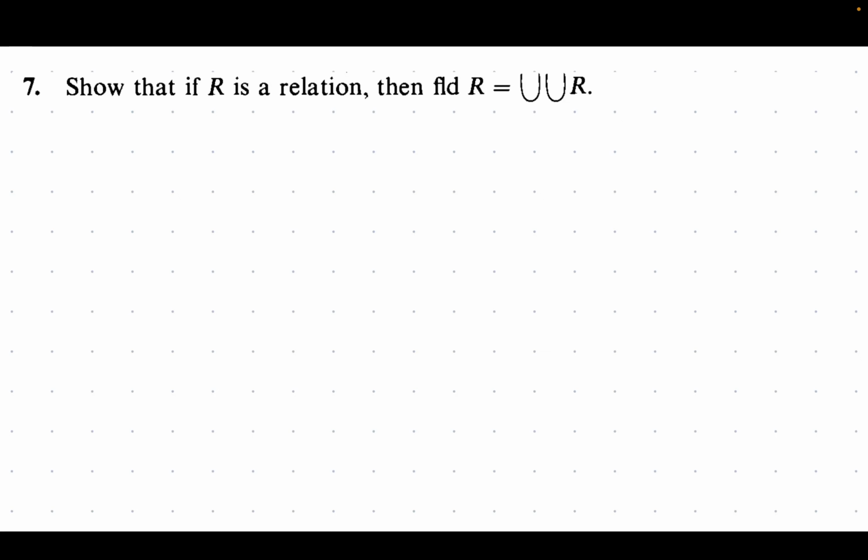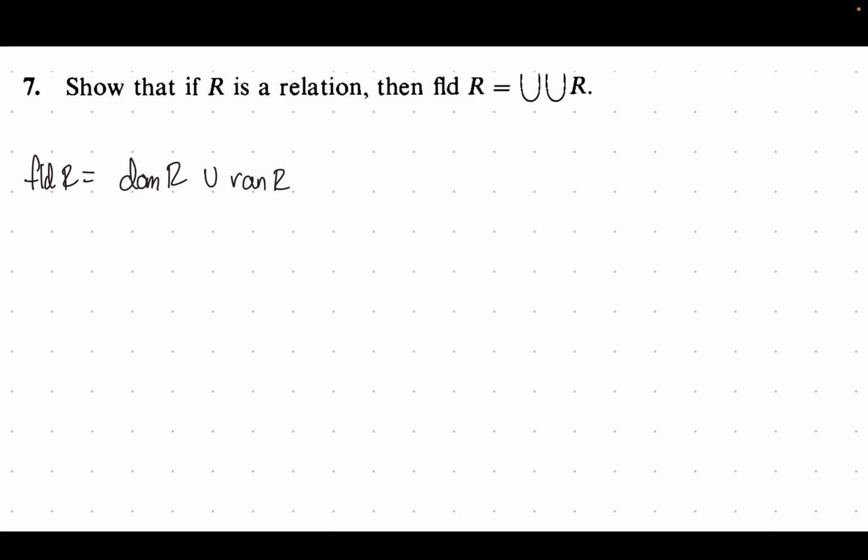Chapter 3, Exercise 7. Show that if R is a relation, then the field of R is equal to the union of R. Okay, first thing we should clarify is what exactly is the field of R. So, the field of R is going to be the domain of R unioned with the range of R.